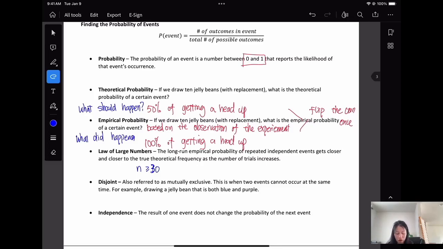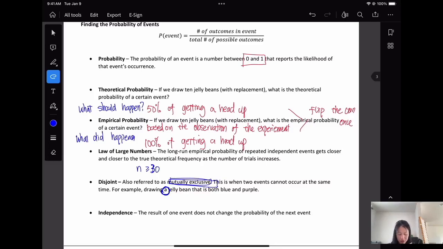Disjoint, also referred to as mutually exclusive. This is when two events cannot occur at the same time. For example, drawing a jelly bean that is both blue and purple. That means you are drawing one jelly bean. It cannot be blue and purple at the same time. It can only be a blue jelly bean or a purple jelly bean. That means when they happen, it has to be mutually exclusive.